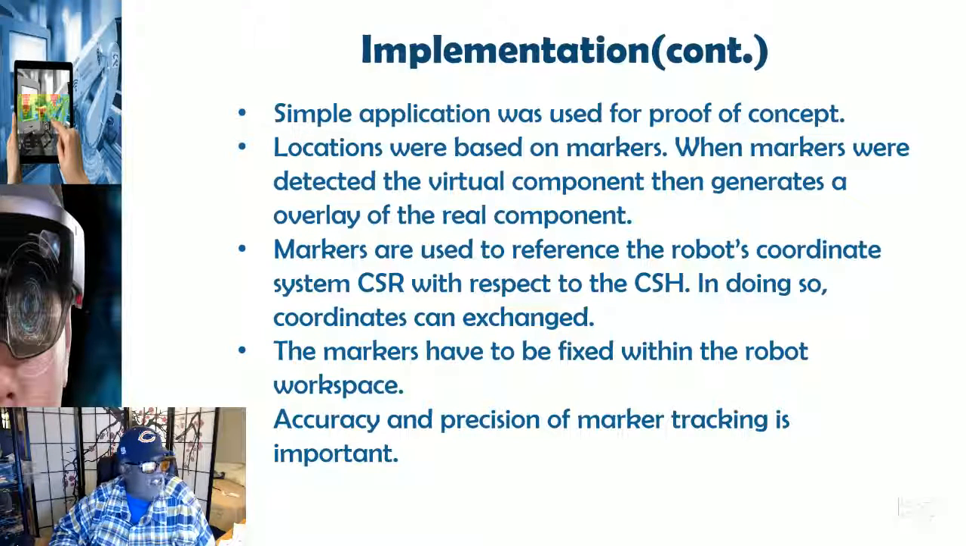Simpler applications were used in the proof of concept. Locations were based on markers, and when markers were detected, virtual components were generated. The markers have to be fixed within the robot workspace. Accuracy and precision of marker tracking is very, very important. This was basically an experiment paper where they were experimenting with augmented reality in an automation environment.